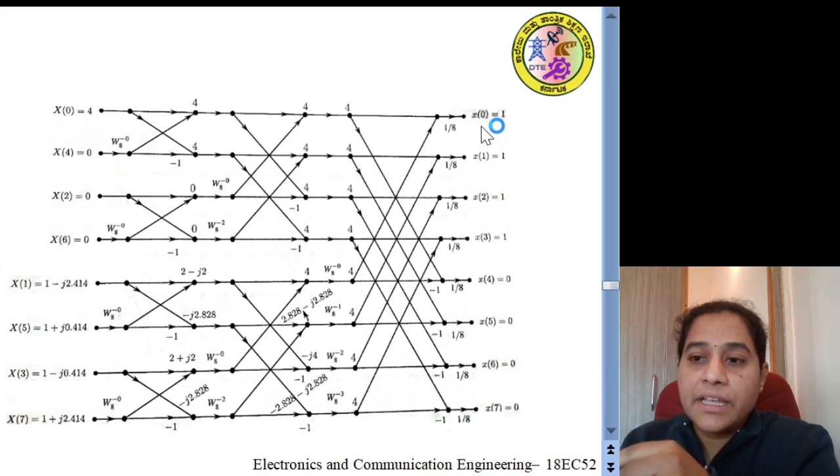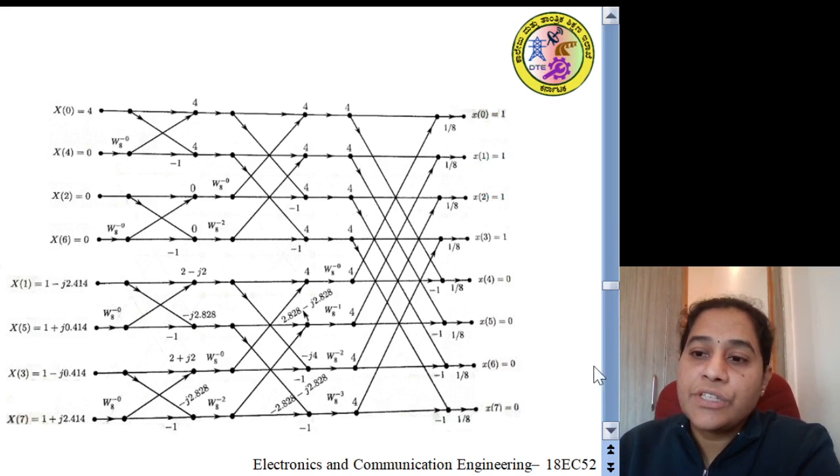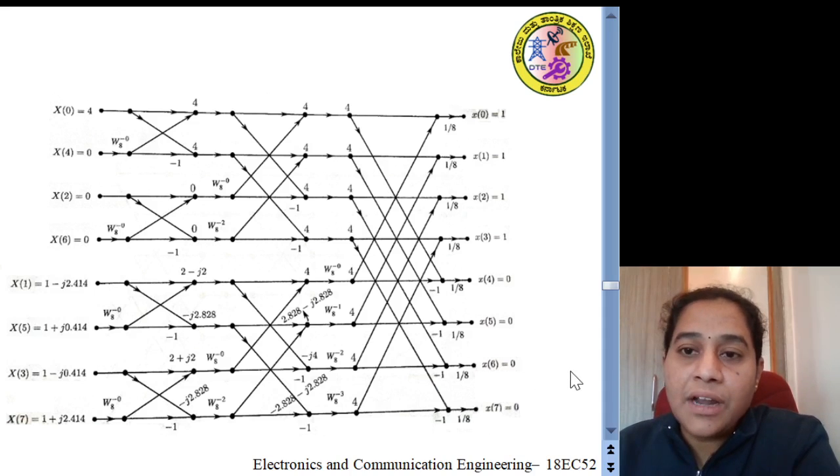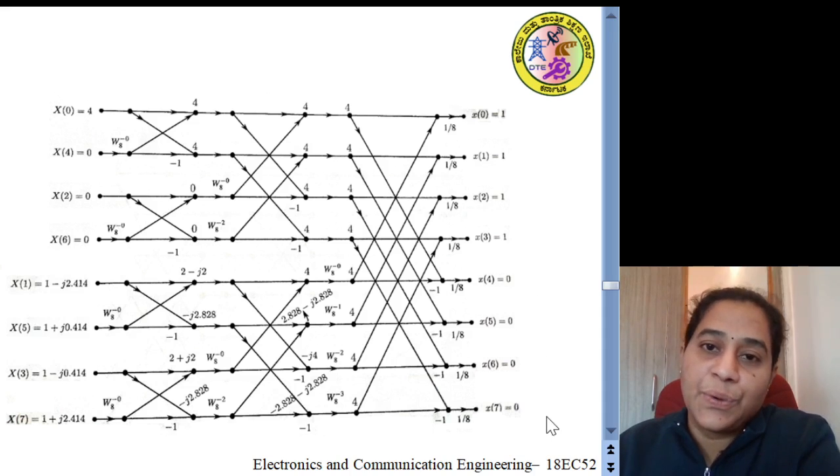After doing this process, what we obtain? The output as x of 0 is equal to 1, x of 1 is equal to 1, x of 2 is equal to 1, x of 3 is equal to 1, x of 4 is equal to 0, x of 5 is equal to 0, x of 6 is equal to 0, and x of 7 is equal to 0. So the outputs are the time domain samples of the corresponding given frequency samples X of k, x of n is equal to 1, 1, 1, 1, 0, 0, 0, and 0. So this is the first illustrative example.